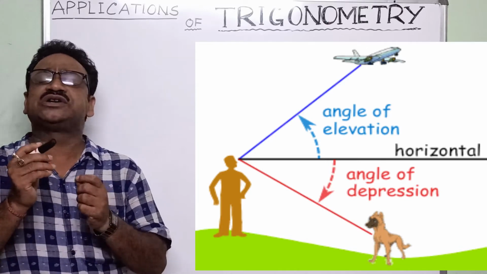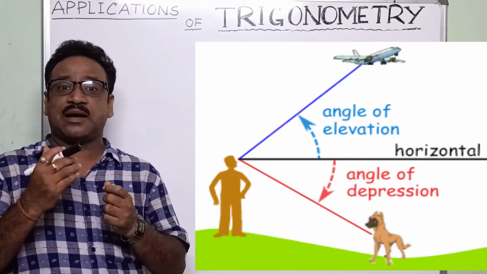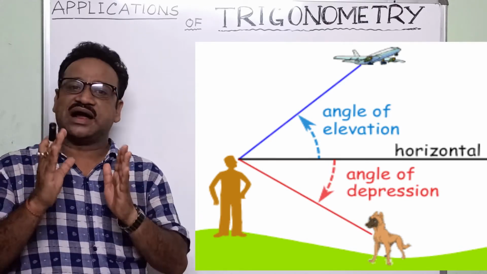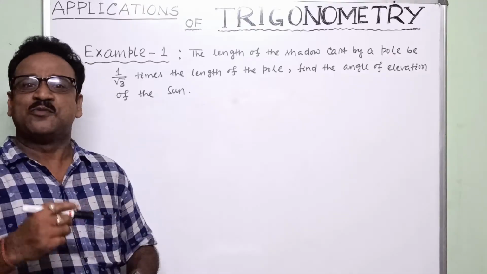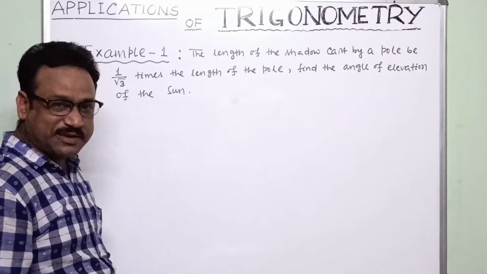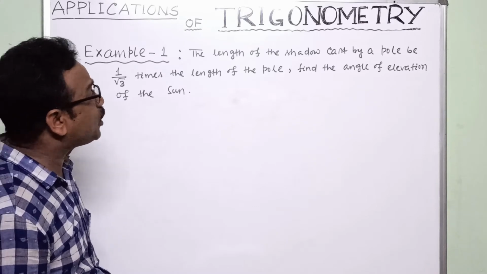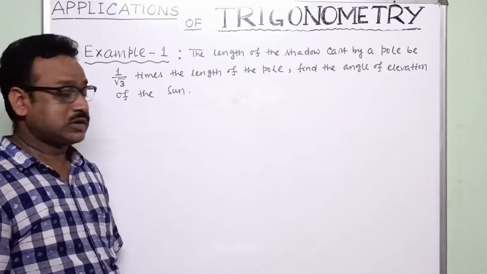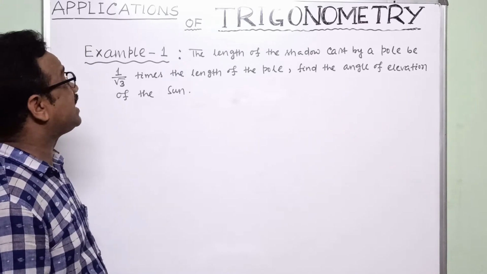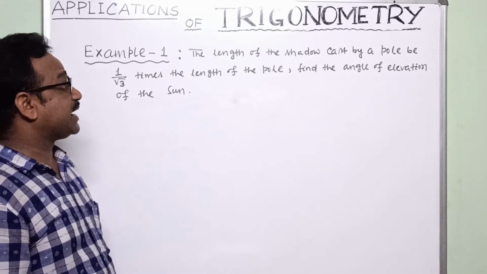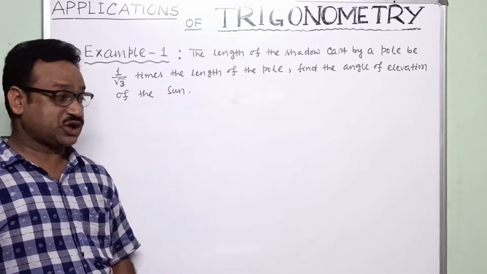So now we'll discuss some practical examples related to height and distance. Now move on to example number 1. What is given? The length of the shadow cast by a pole is 1 by root 3 times the length of the pole. Find the angle of elevation of the sun.